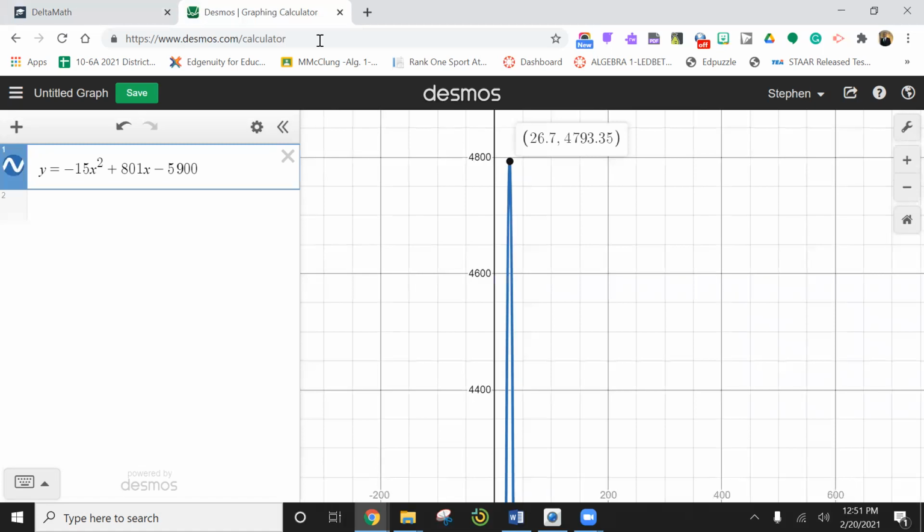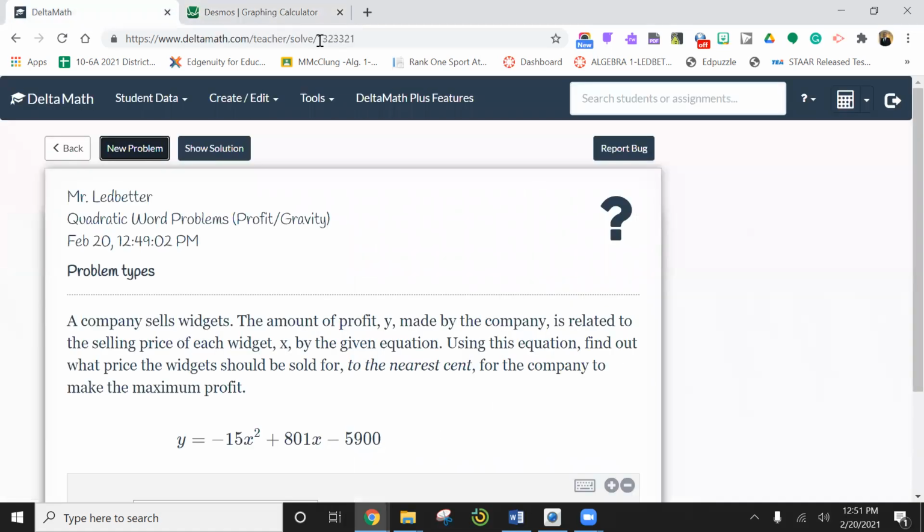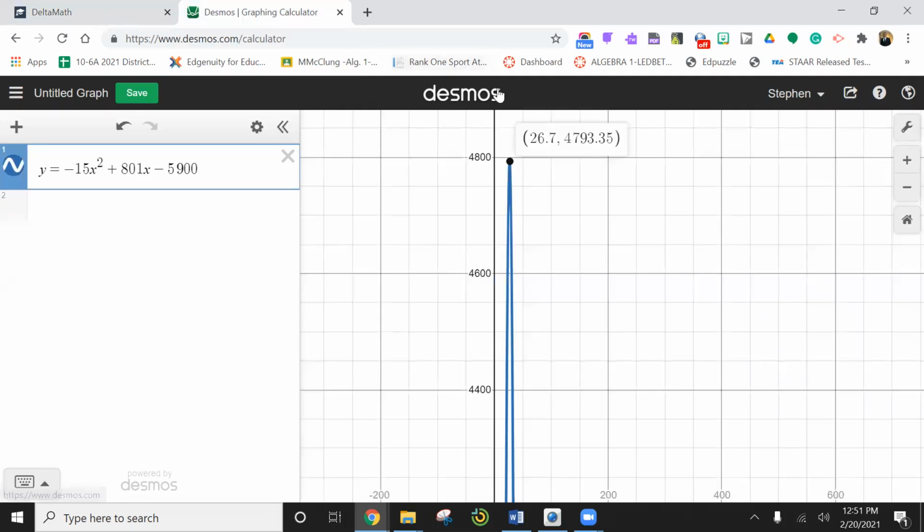All right, let's read the question again to make sure we're reading it right. The amount of profit Y made by the company is related to the sell price. Use this equation to find out what price the widgets should be sold for to the nearest cent. Nearest cent, think about it, that's two decimal places, for the company to make a maximum profit. So I'm going to say $26.70.